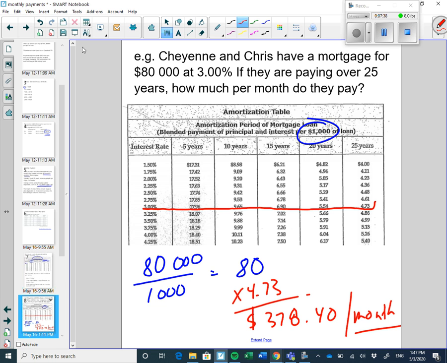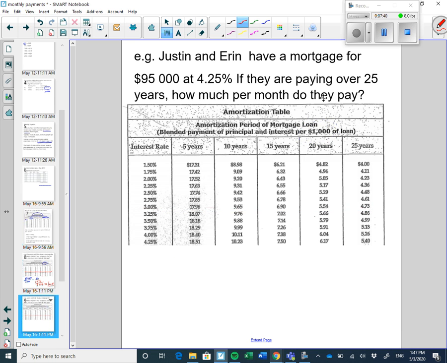Okay? Let's do another example. Justin and Aaron have a mortgage for $95,000. It's a little bit higher, 4.25%. They're paying over 25 years. How much a month do they pay? So again, step one, take the 95,000, divide by 1,000, is going to give you 95.